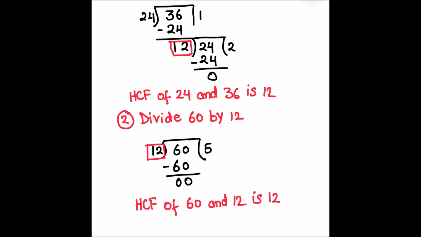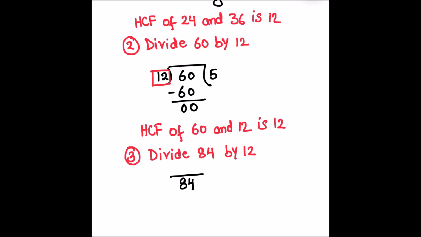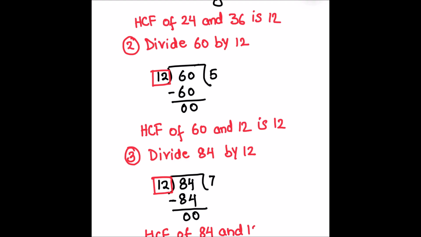Now our next step is to divide the fourth number by the HCF of these numbers, which is 12. So divide 84 by 12. 12 times 7 is 84. Subtract the two numbers. We got the remainder as 0. That means 12 is the HCF of 84 and 12. Here HCF of 84 and 12 is 12.